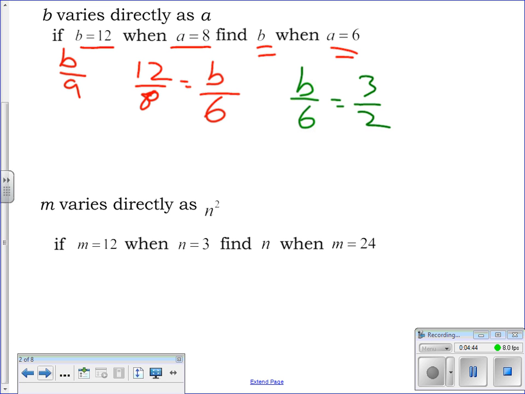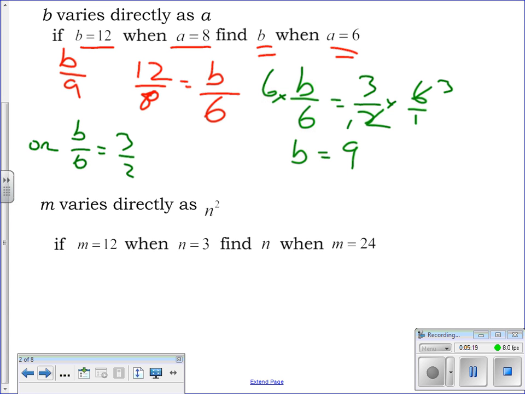Once again, from here, several ways I can do this. I really don't care as long as you're getting the correct answer when you do it. Now, I have a variable divided by a number. The easiest way to do that is multiply both sides by 6. So I get B equals, do my multiplication, 2 reduces, and I get 9. Or B over 6 equals 3 over 2. Well, what do I multiply 2 by to get 6?